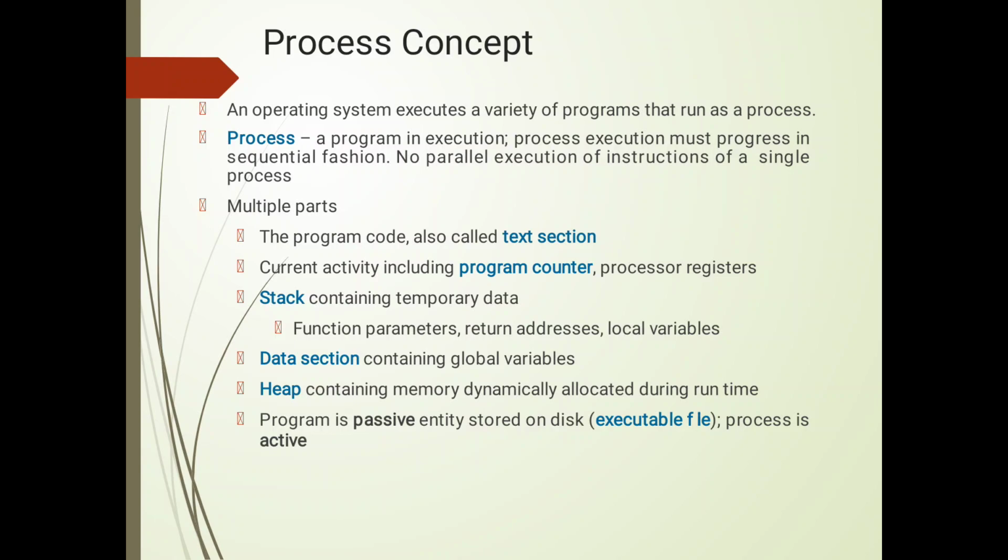A process has multiple parts. The program code is also called the text section. The current activity includes the program counter and process registers. The stack is also available; it contains temporary data. Function parameters, return addresses, and local variables are stored in the stack. Then the data section contains global variables, and the heap contains memory dynamically allocated during runtime. The program is a passive entity stored on the disk, whereas the process is an active entity.